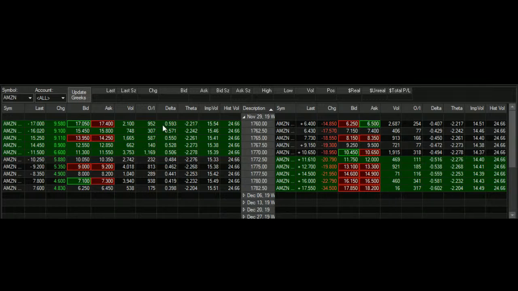Right. So delta is the option's sensitivity to the stock price movement, and theta is basically the option's sensitivity to time value and time erosion, right? Those are really the only two Greeks I use on a day-to-day basis. All right, implied volatility, again, really important.